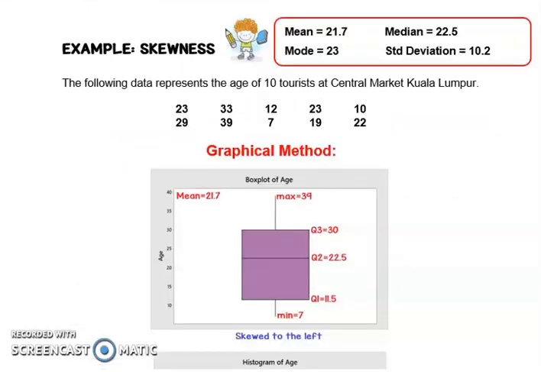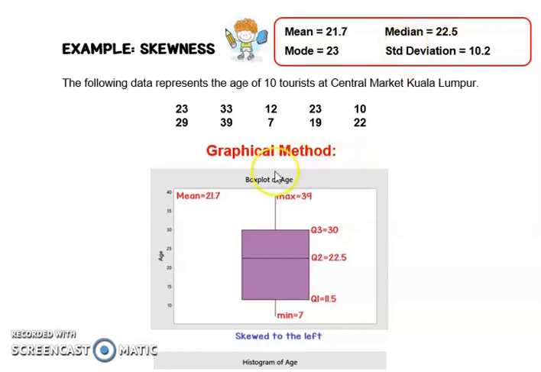Okay, now let's look at an example on how to determine skewness. Again, we have data about each of 10 tourists here. We have the summary measures. For example, the mean is 21.7, median 22.5, mode value 23, and the standard deviation is 10.2. Now let's look at the first method using graphs.